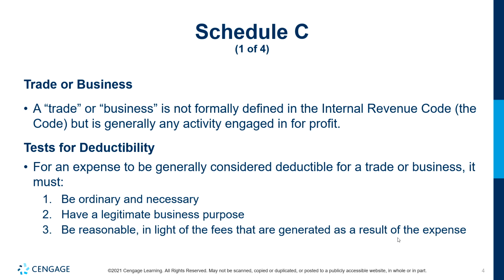Now, tests for deductibility. Okay, these are tests that we actually have to run, and these are for our expenses. So, for an expense to be generally considered deductible for a trade or business, it has to follow 3 simple rules. 1, be ordinary and necessary. Okay. 2, have a legitimate business purpose. And 3, be reasonable in light of the fees that are generated as a result of the expense.